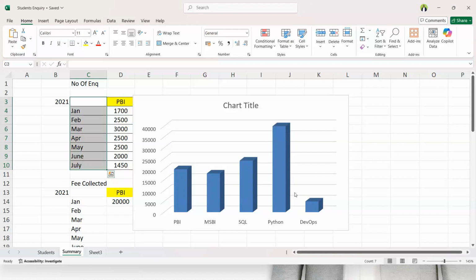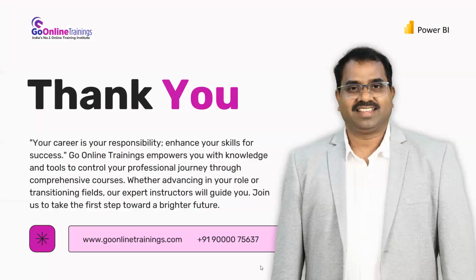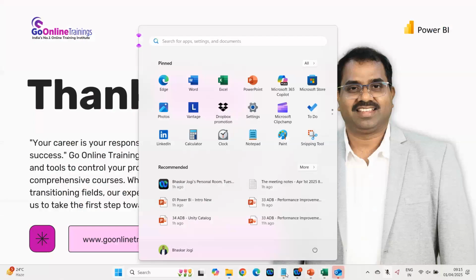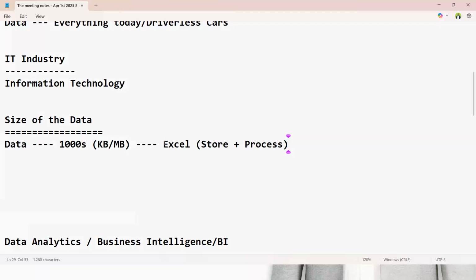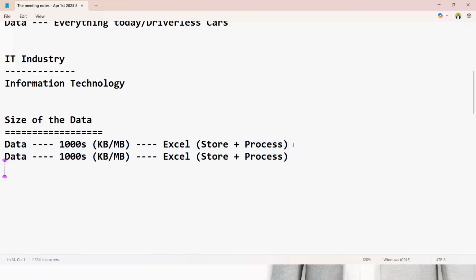Clear? But here the data is in a smaller size. So manually, one guy, two guys will be sitting and they're going to use Excel sheets and they will be able to prepare well. But the problem is, if I have data in a bigger size. An Excel sheet can store the data, process the data, and all visualizations and everything you can do easily. But the problem is, data is not in megabytes, data is in gigabytes.